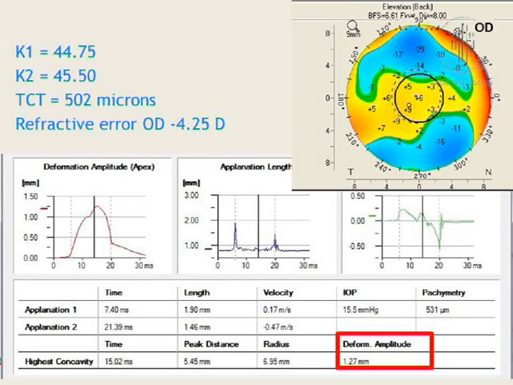That means it moved 1.27 millimeters on the air puff when we did a Corvis. In our study, we have found that any value more than 1.1 should be looked at with suspicion. So 1.27 in a 502 micron cornea. Would you like to do anything? No, I would not like to do anything.